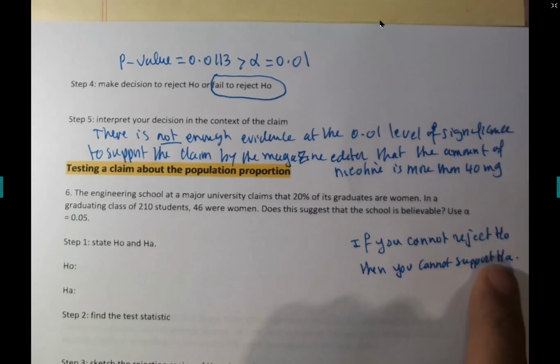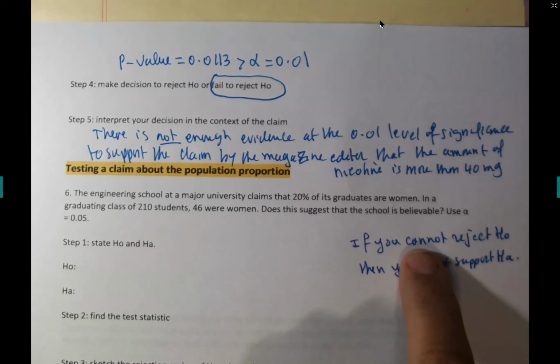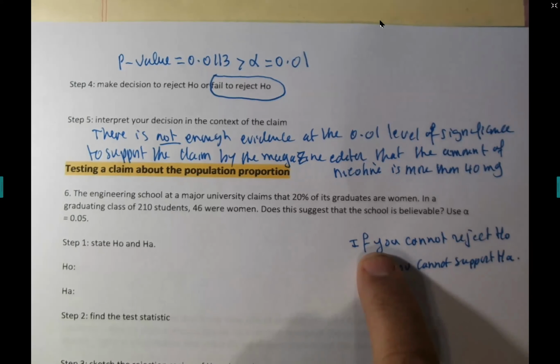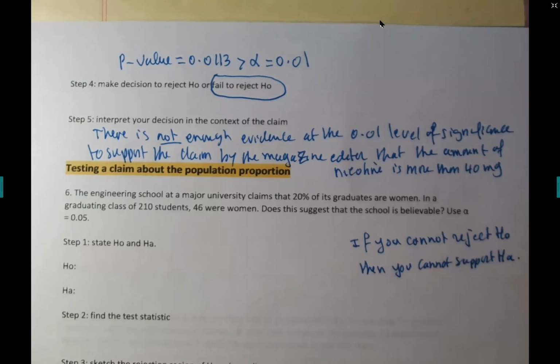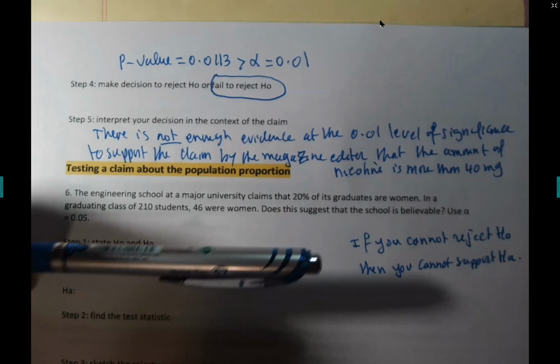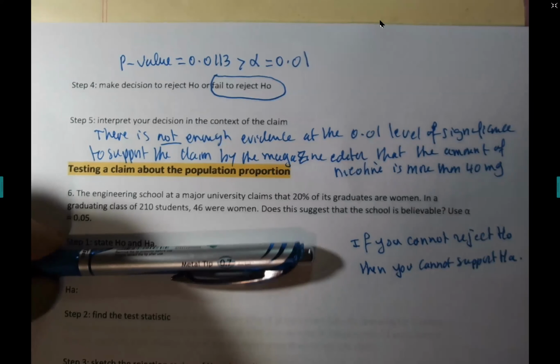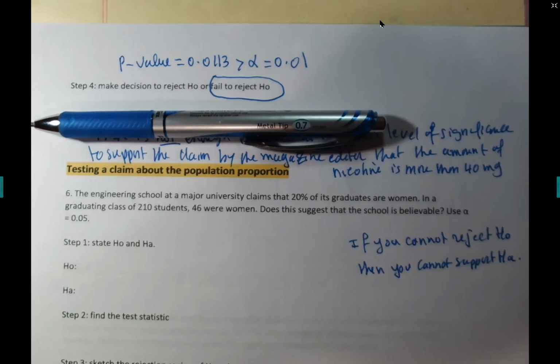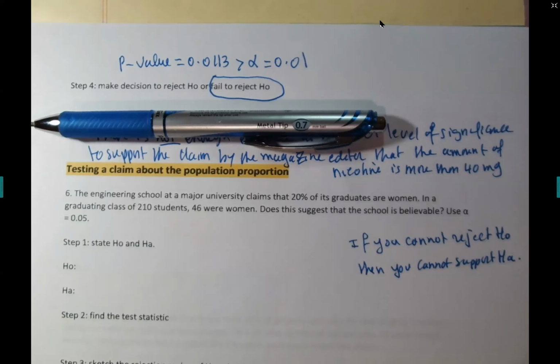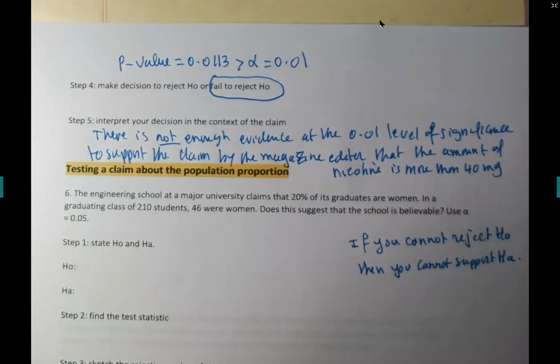The only way to support the HA, guys, is if you reject HO. Because if you reject the first statement, if you say that this is bad and you're rejecting it, that means your second statement is good. Does that make sense? Kind of.